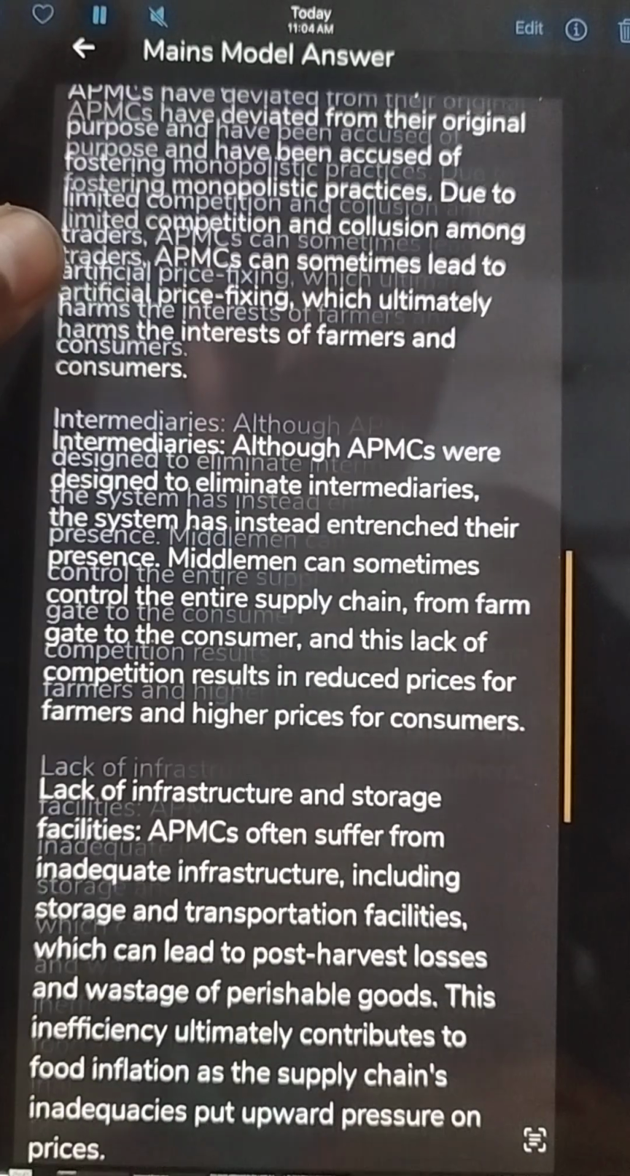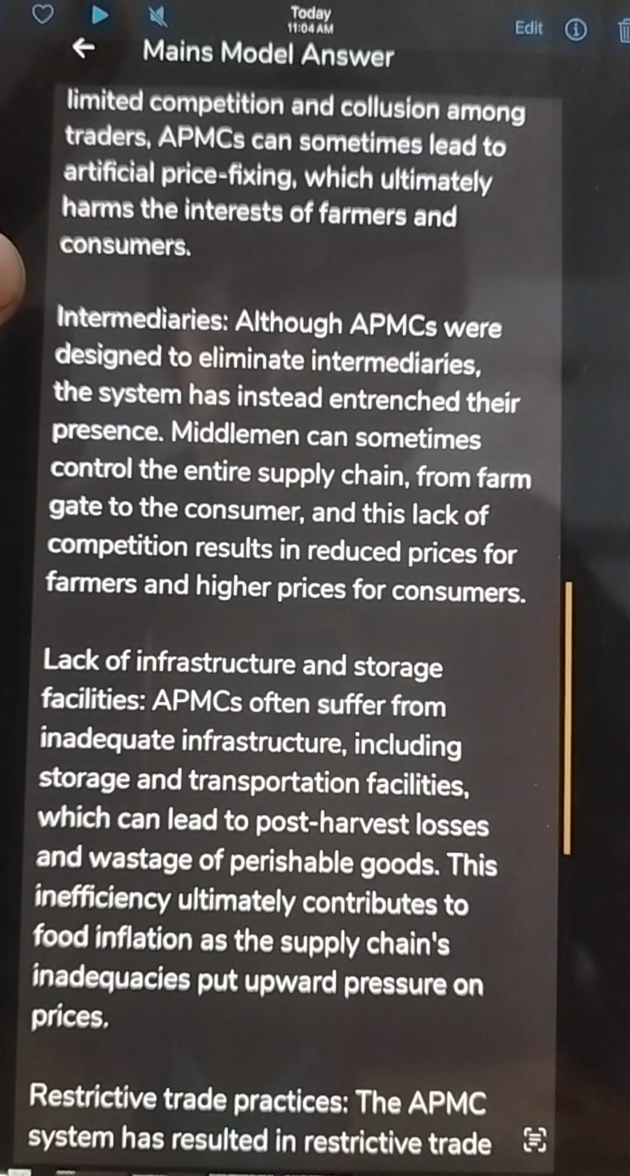Lack of infrastructure and storage facilities. APMCs often suffer from inadequate infrastructure, including storage and transportation facilities, which can lead to post-harvest losses and wastage of perishable goods. This inefficiency ultimately contributes to food inflation as the supply chain's inadequacies put upward pressure on prices.